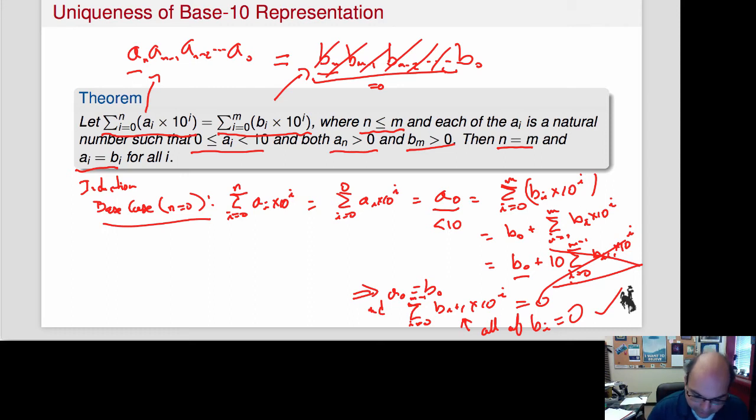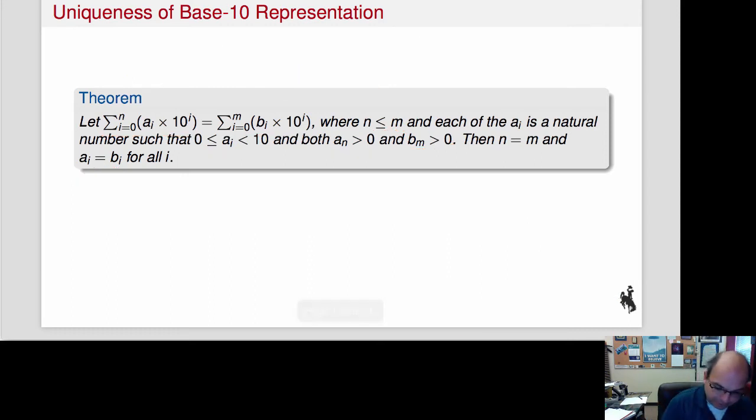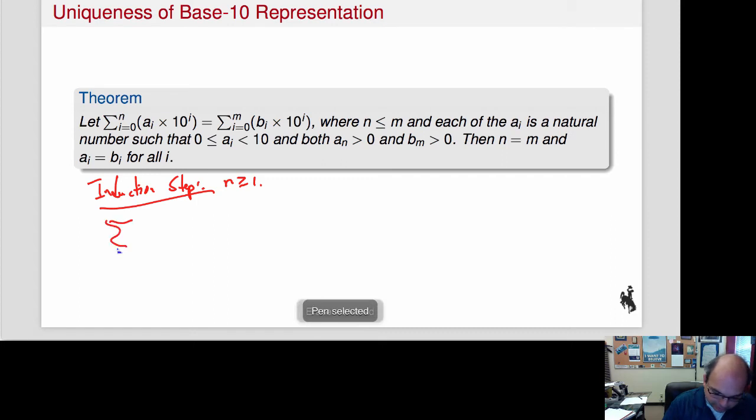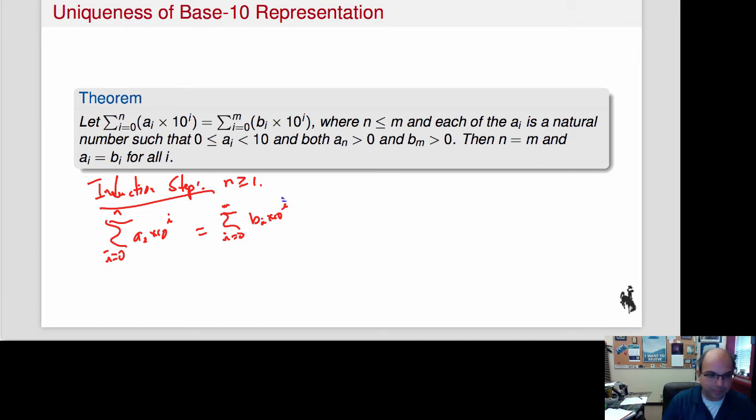Okay, so let's try the induction case. So the induction step here, it's going to go like this. We have that n is greater than or equal to 1. So let's look at the sum from i equals 0 to n of a sub i times 10 to the i, and we want this to be equal to the sum from i equals 0 to m of b sub i times 10 to the i.